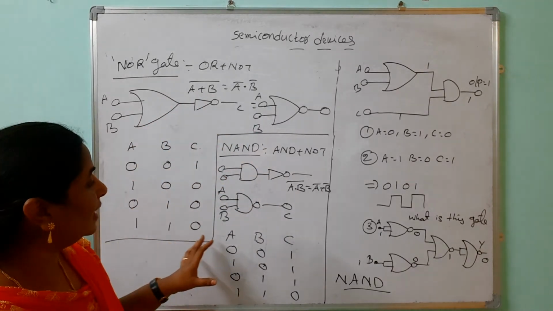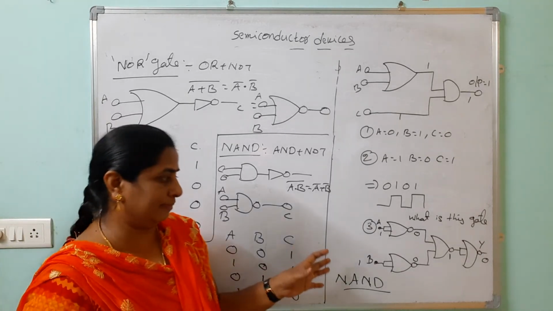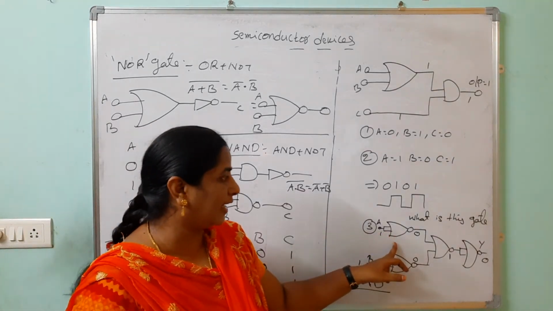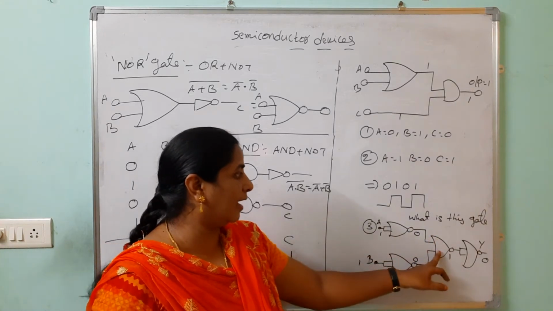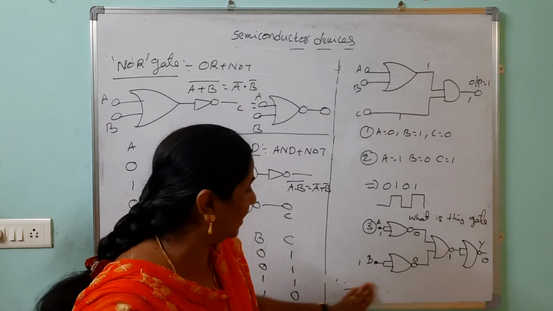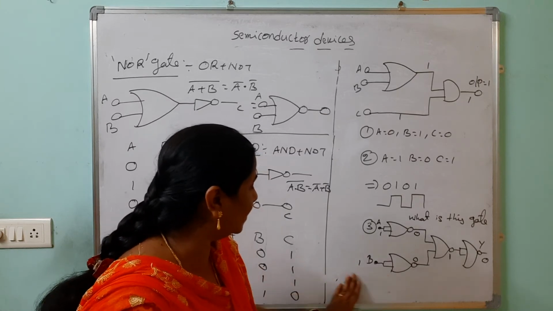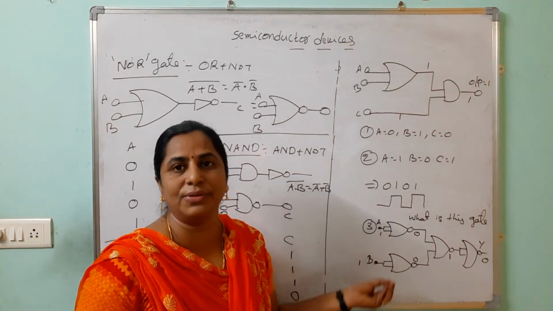Why are these the universal logic gates? We are going through a few problems. Look here. See, this is what gate? This is the NOR gate. The question is, which gate is it representing? So we have to find out which truth table it matches.